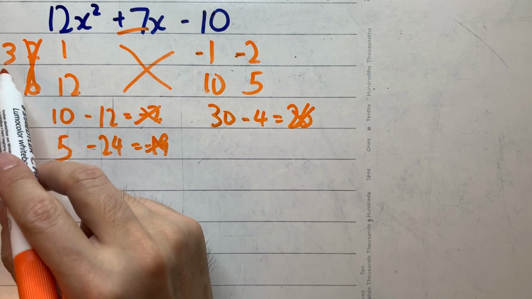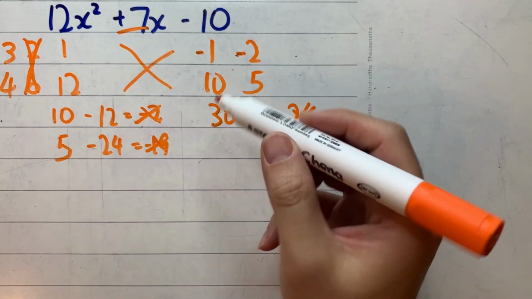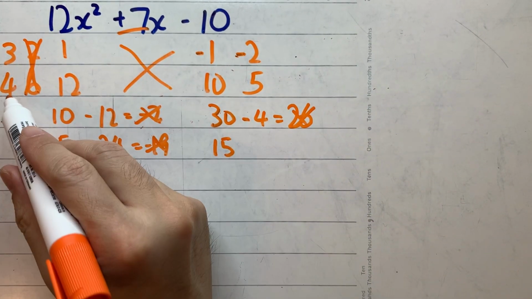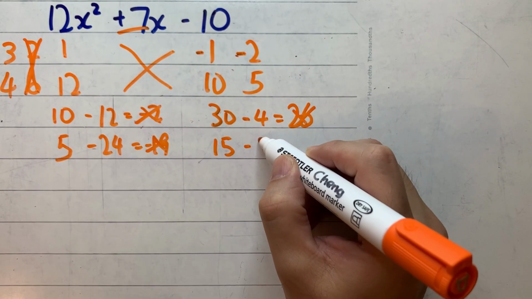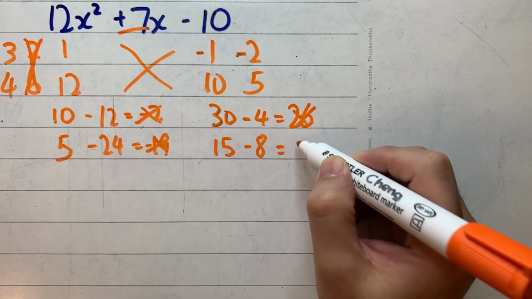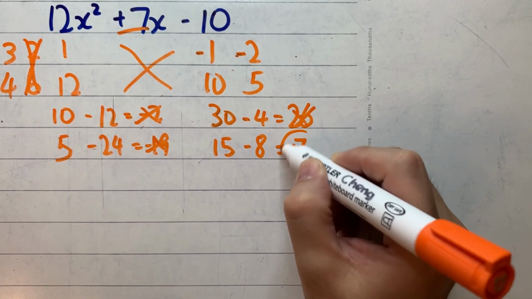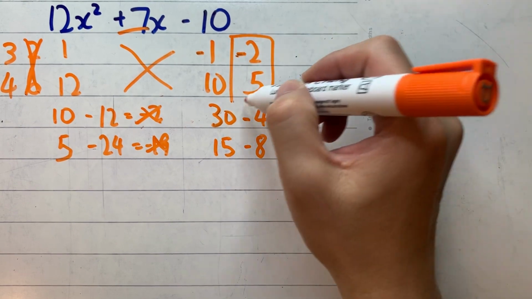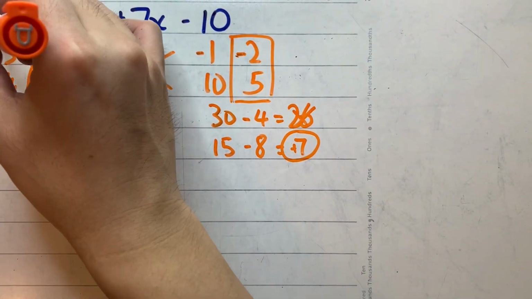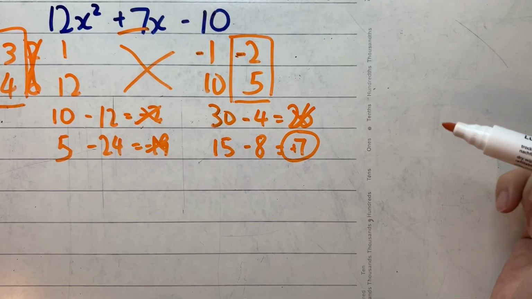And then let's try this one. 3 and 5, that's 15. 4 and negative 2, that's minus 8, that is positive 7. This is exactly what we need, so we don't have to change anything. And this will be the pairs of factors.